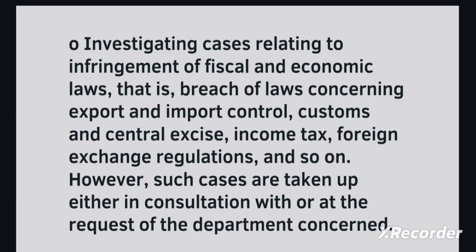Investigating cases related to infringement of fiscal and economic laws, that is, breach of laws concerning export and import control, customs and central excise, income tax, foreign exchange regulation, and so on. However, such cases are taken up either in consultation with or at the request of the department concerned.